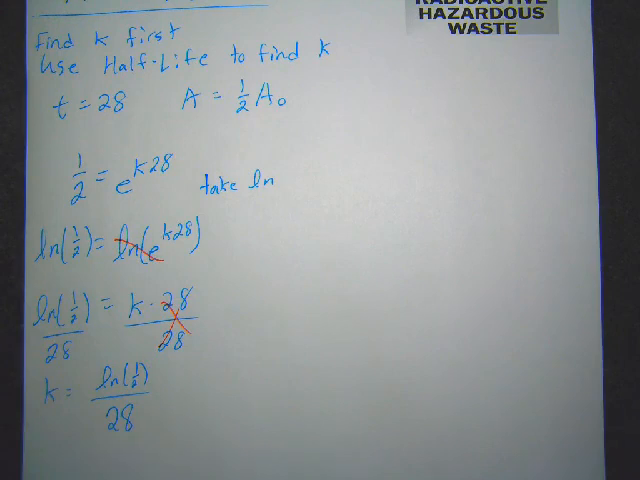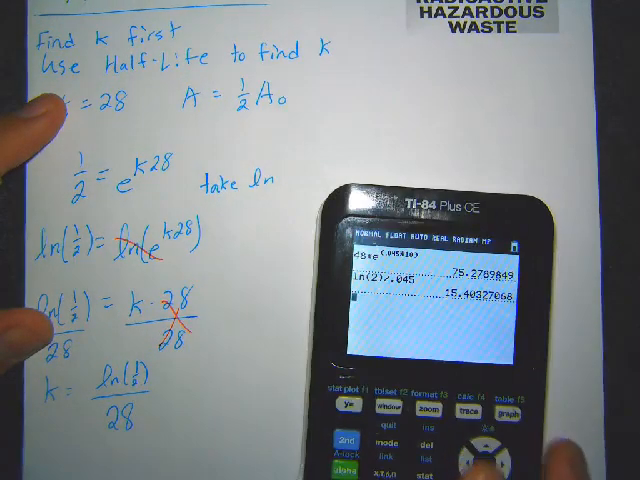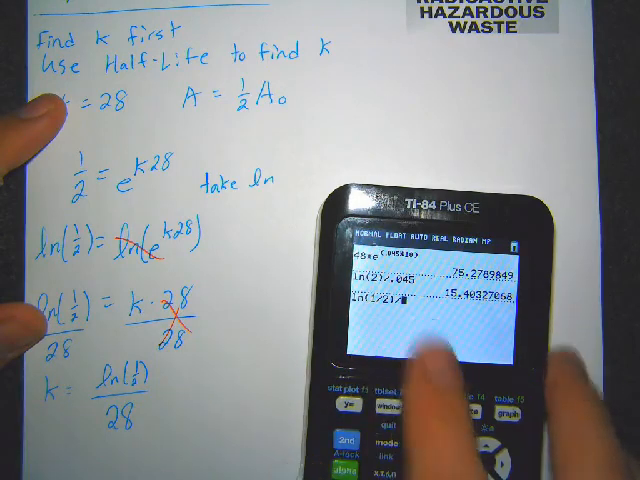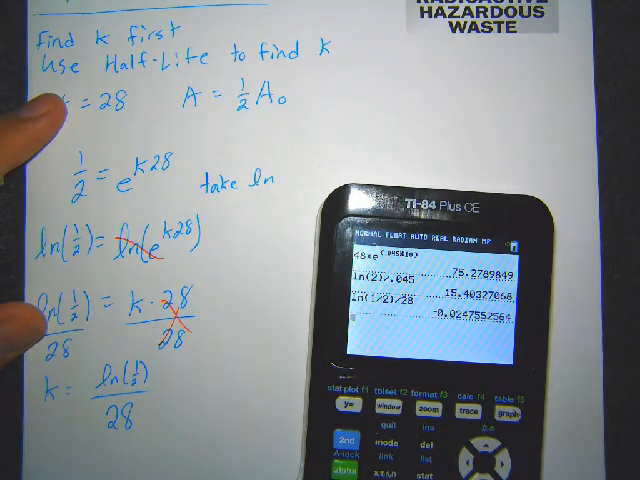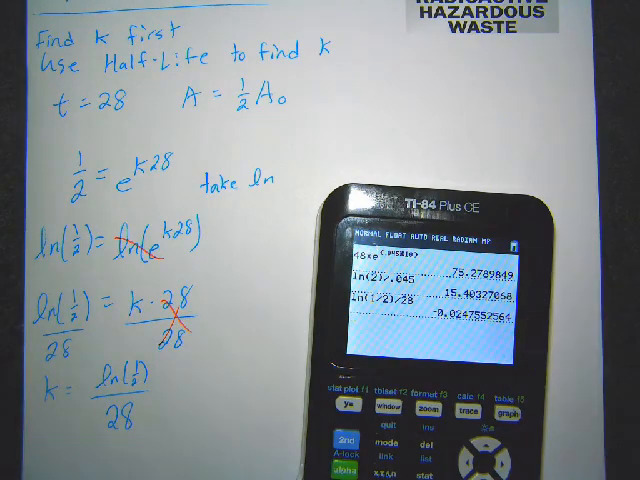Okay, so to divide that out, natural log of 1/2 divided by 28, we're going to throw that in our calculator. So we get natural log of 1 divided by 2, so that's 1/2. And then make sure you close the parentheses before you divide by 28. So the growth rate for this K is a negative 0.025, if you want.